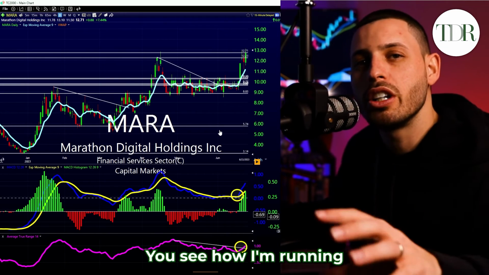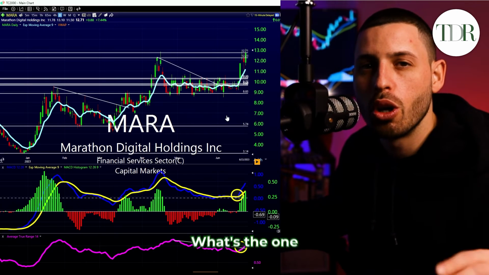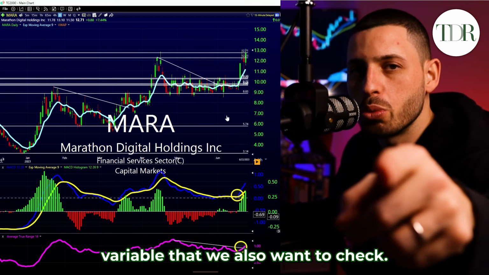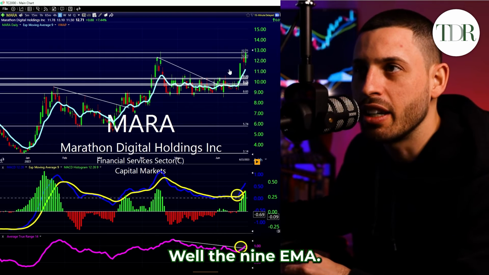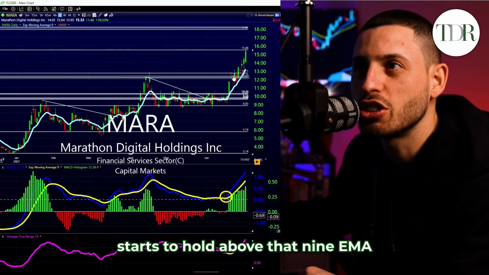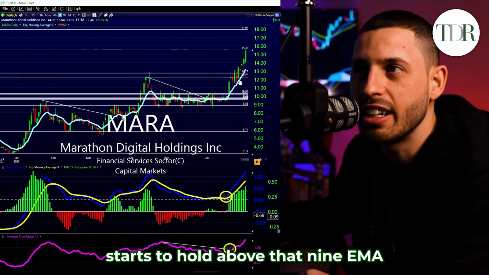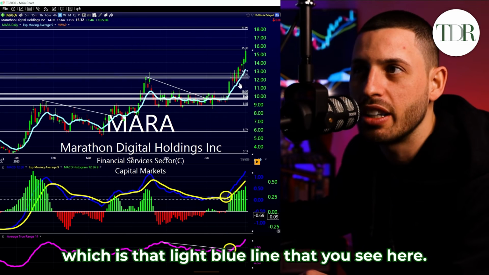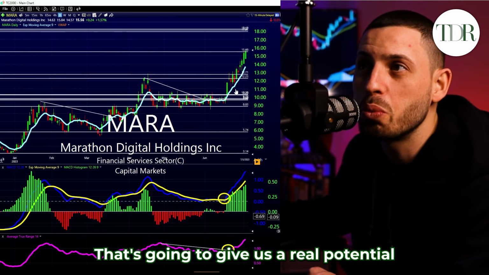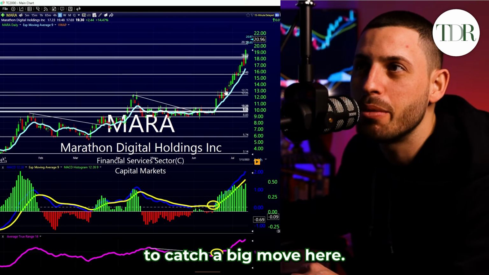You see how I'm running through the multiple variables. What's the one variable that we also want to check? Well, the 9 EMA. And you can see that the price action starts to hold above that 9 EMA, which is that light blue line that you see here. That's going to give us a real potential to catch a big move here.